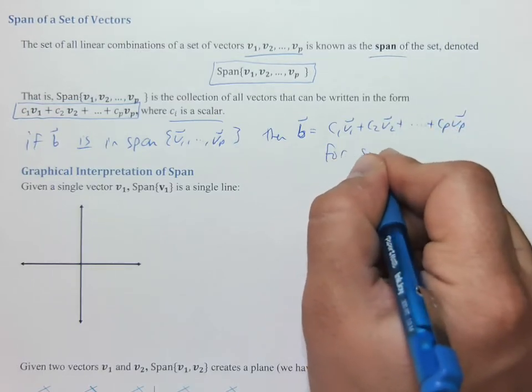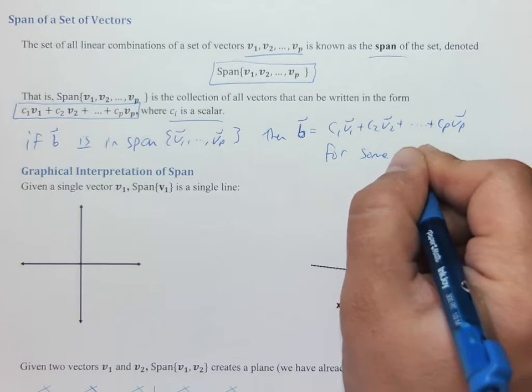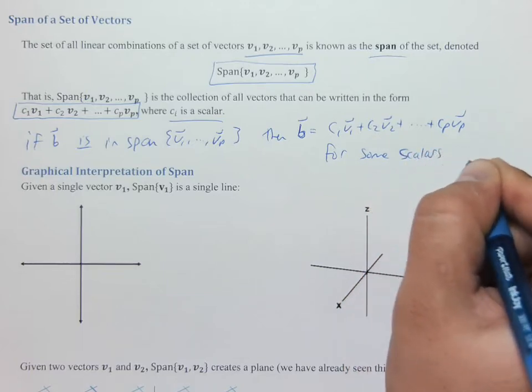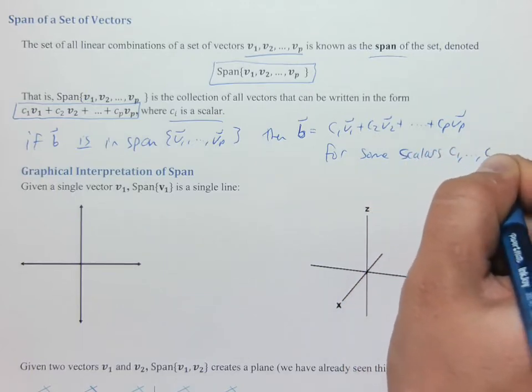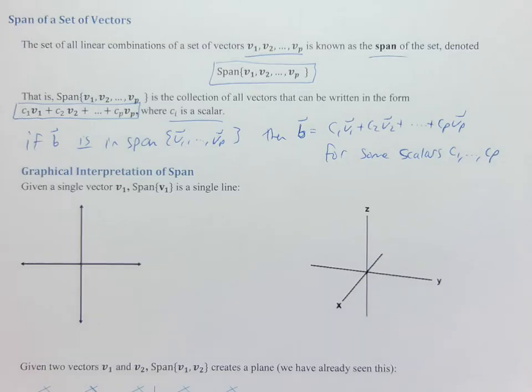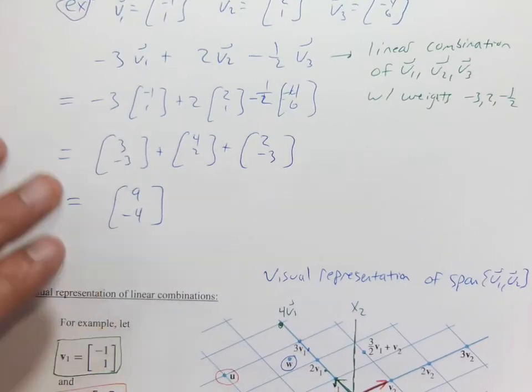For some scalars C1 to CP. Okay, so let me say that again. A vector is in the span of other vectors if it can be written as a linear combination of those vectors. Right? So for example, back to the last page again.